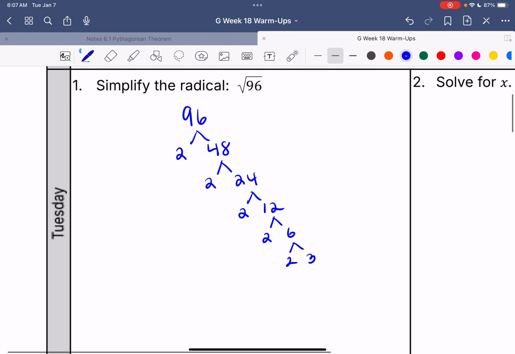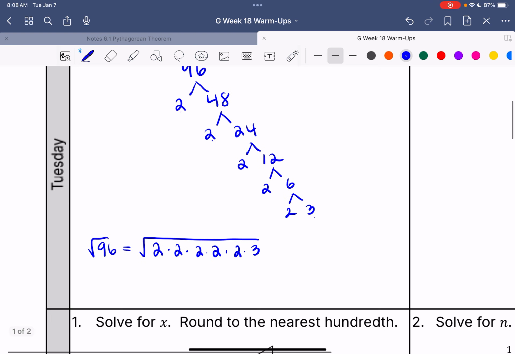So square root of 96, it's like saying square root of all of those numbers. 2 times 2 times 2 times 2 times 2 times 3. 1, 2, 3, 4, 5 2s and 1 3. Then what you're doing is you're looking for pairs since this is a square root. So here's a pair of 2s, here's another pair of 2s, but then each of these numbers are just alone.